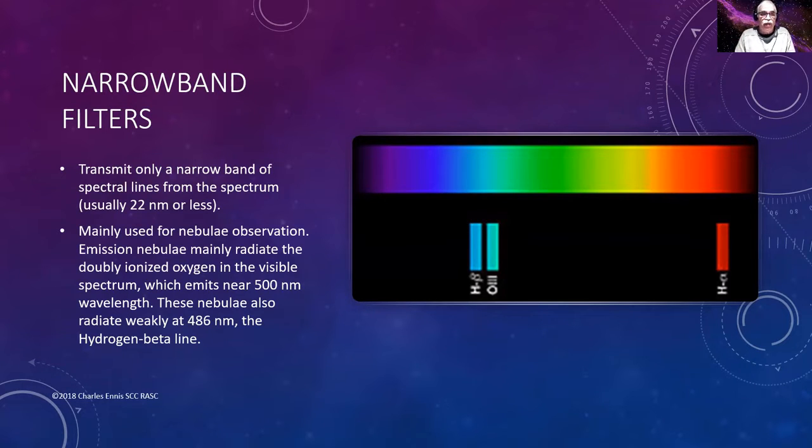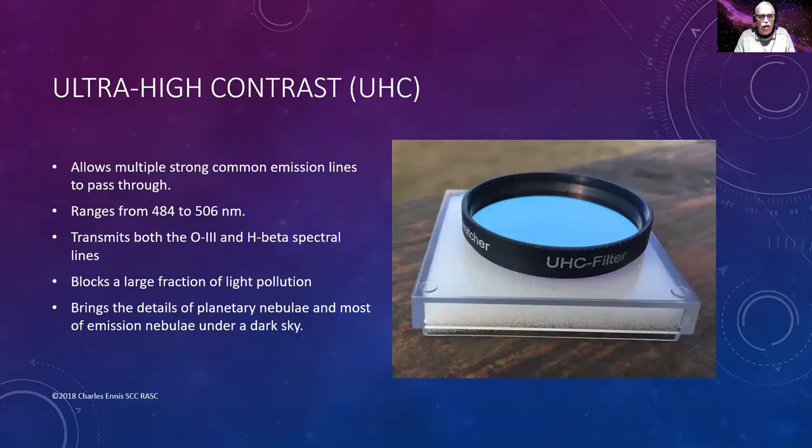Then there's a whole family of narrowband filters, and these basically transmit only a narrow band of spectral lines from the spectrum, usually 22 nanometers or less. They're used normally for nebulae observation or galaxies because these objects radiate doubly ionized oxygen in the visible spectrum around 500 nanometers, and also in the hydrogen beta and alpha ranges.